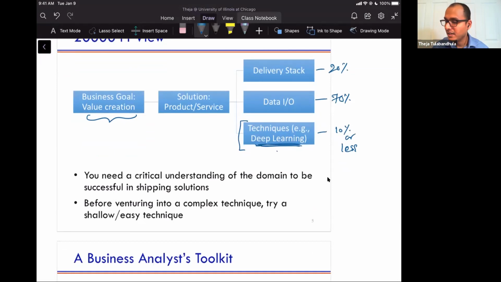But I guess the important takeaway from this slide is that before venturing into a complex technique, and I would say deep learning based models generally tend to be a little bit more complicated, you would like to have a baseline, at least a benchmark. Okay, and that could be shallow or some complementary technique, like let's say a random forest based technique, okay, if you're doing prediction.